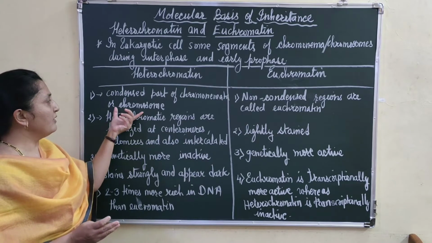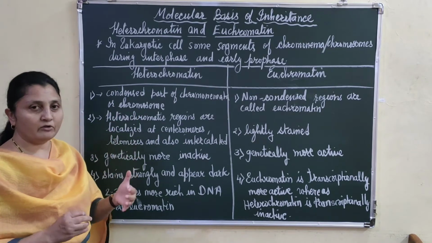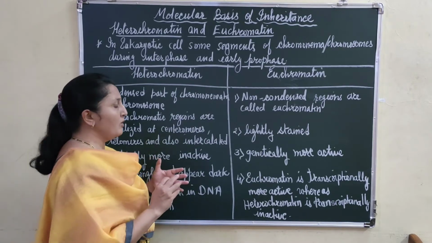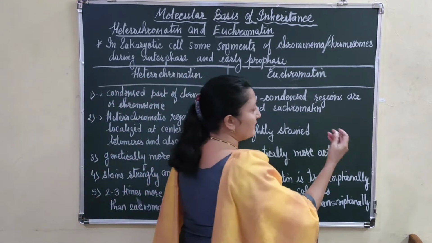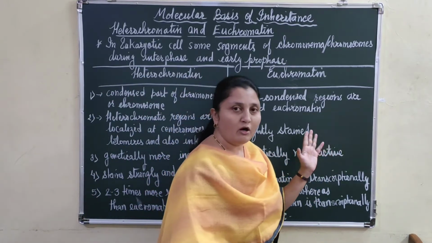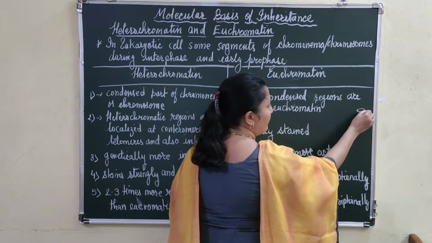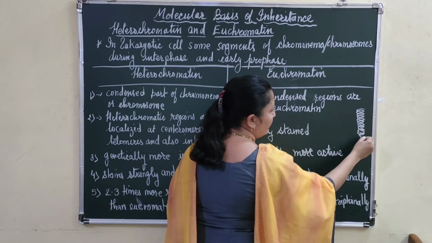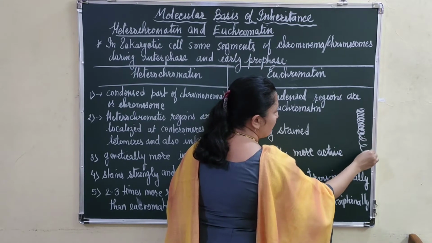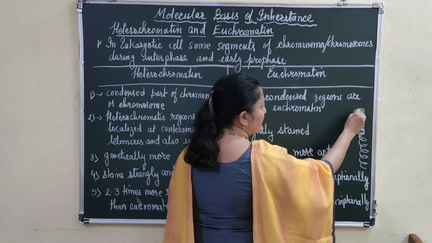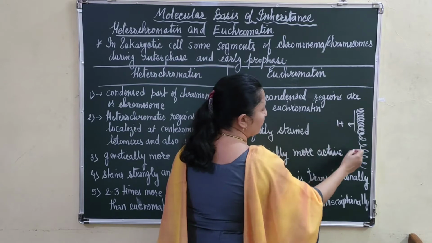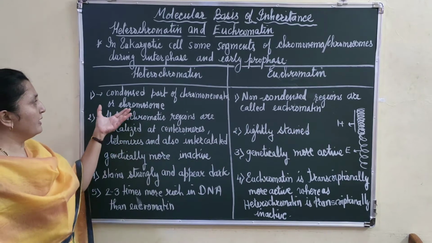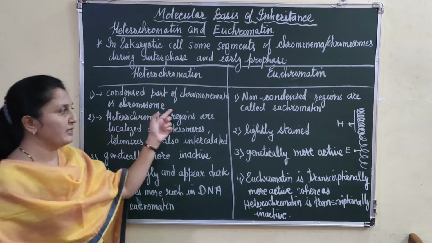Now the condensed part of the chromonemata of the chromosome, right? Heterochromatin is the condensed part of a chromosome or chromonemata. So if you see the chromosome at early prophase or even in interphase, the chromosome appears highly condensed in some regions, whereas in some regions it does not appear to be highly condensed. So this region is called the heterochromatin region, whereas this region is called the euchromatin region. Correct? So the condensed part of the chromonemata or chromosome is called the heterochromatin region.